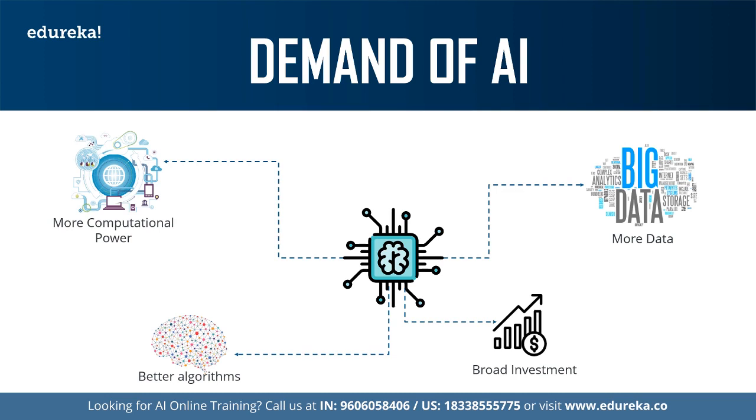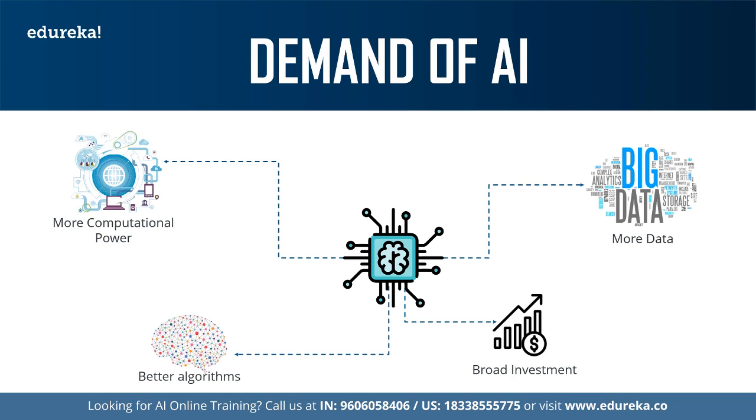Now we are going to talk about the demand for AI. When AI gained its popularity, there were some things that drove the rise in demand. The first is more computational power. Every AI algorithm needs a lot of computational power. Compared to the 80s and 90s, we now have far more computational power because of advancements in technology, and large memory processing units have come into the market.